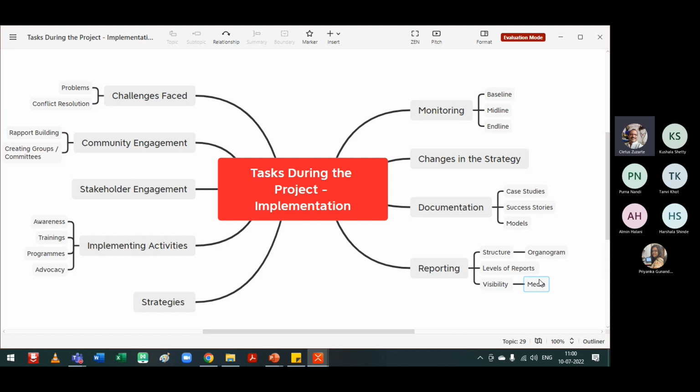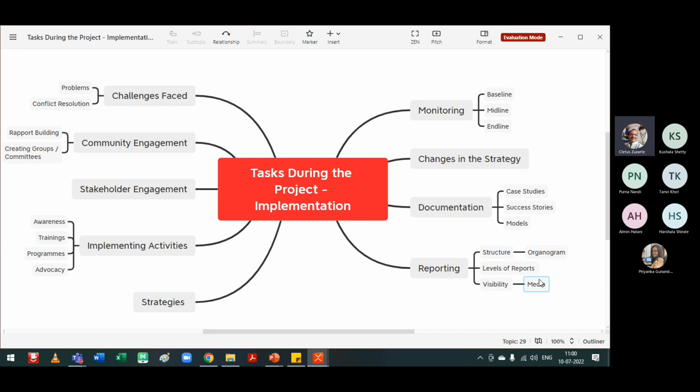Models is another important thing. What is the emerging model from your project, say if you're working on watershed, or on clean energy? You need to keep this in the form of documentation, like photographs, videos, actual case studies, interviews. You create all this documentation so that at the end you will have concrete things.